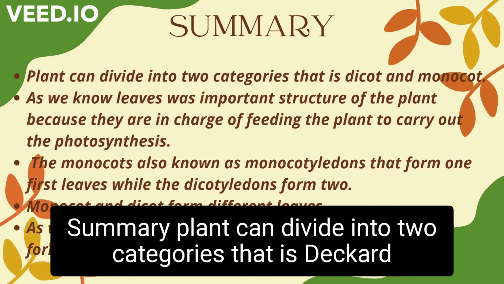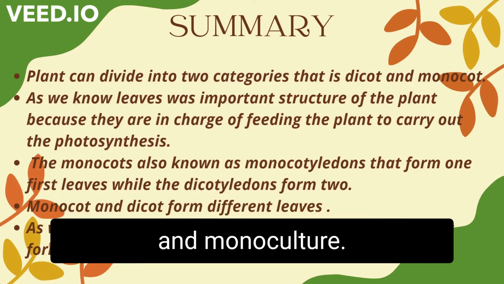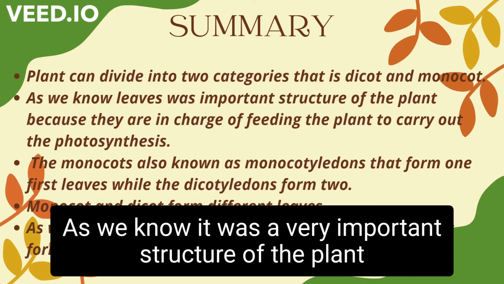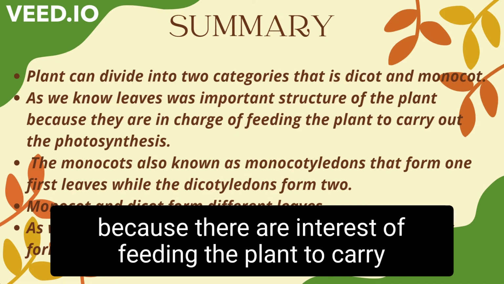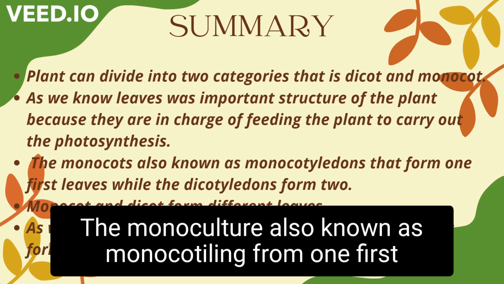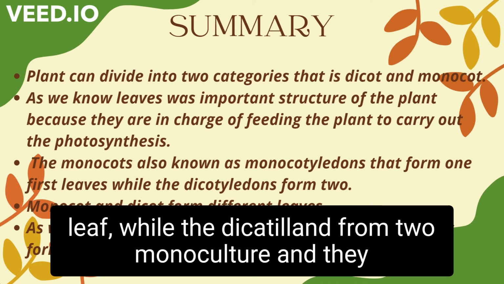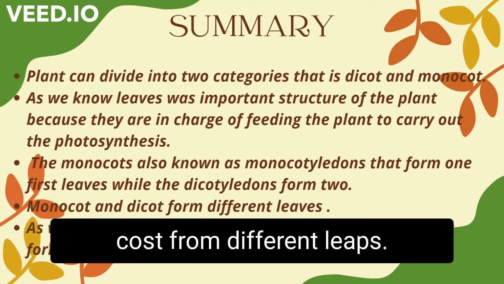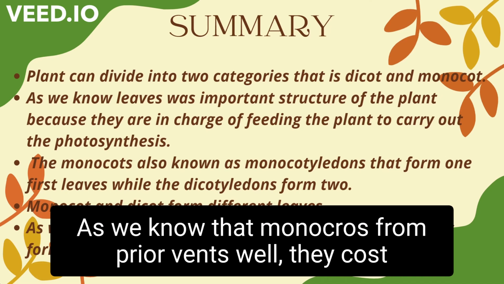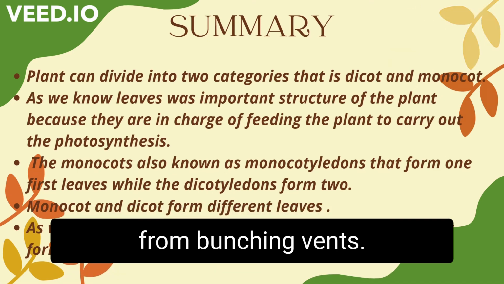Summary. Plants can be divided into two categories, that is dicot and monocot. As we know, the leaf is a very important structure of the plant because it is in charge of feeding the plant and carrying out photosynthesis. The monocot, also known as monocotyledon, forms one first leaf, while the dicotyledon forms two. Monocots and dicots form different leaves. As we know, monocots form parallel veins while dicots form branching veins.